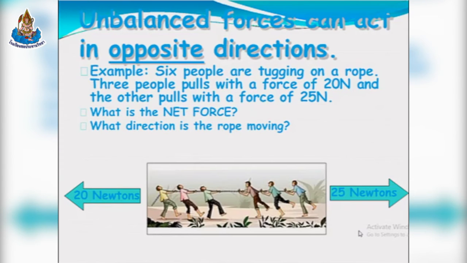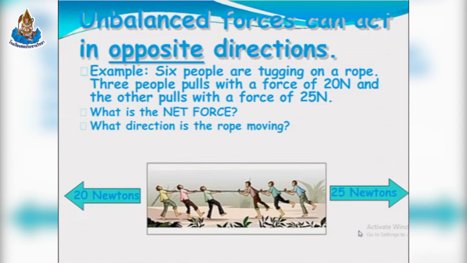So unbalanced forces can act in opposite directions. So example, we have here 6 people tugging on a rope. So 3 people pull with a force of 20 Newton to the left and the other 3 pull with a force of 25 Newton to the right. So what do you think will be the net force? This is now in opposite directions. Take note of that. If we have opposite directions, what we're going to do is simply subtract the forces. So 25 newtons minus 20 newtons will give us 5 newtons. That will be the net force.